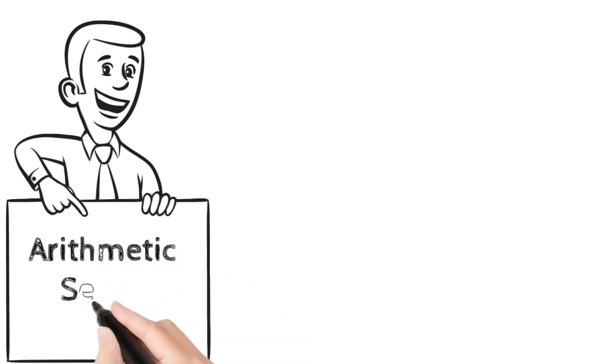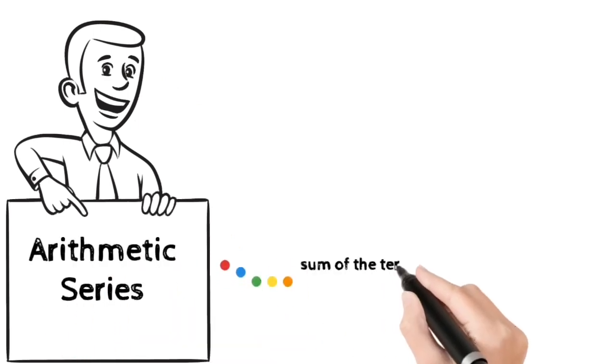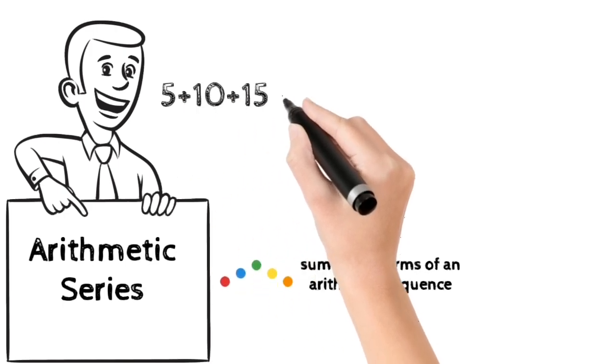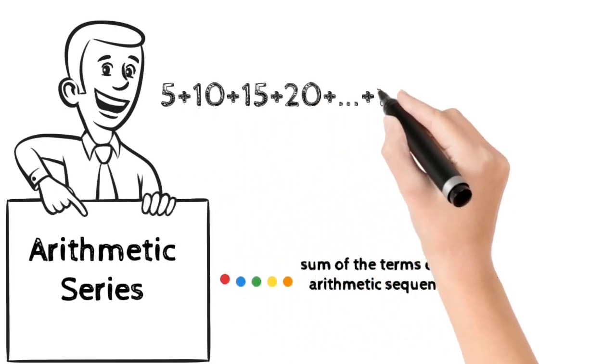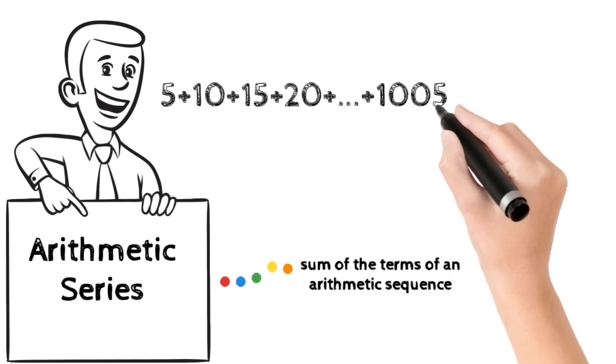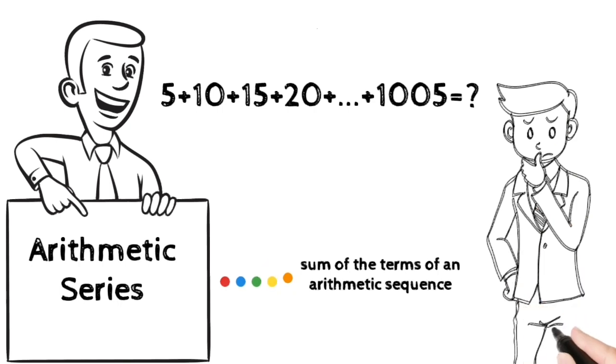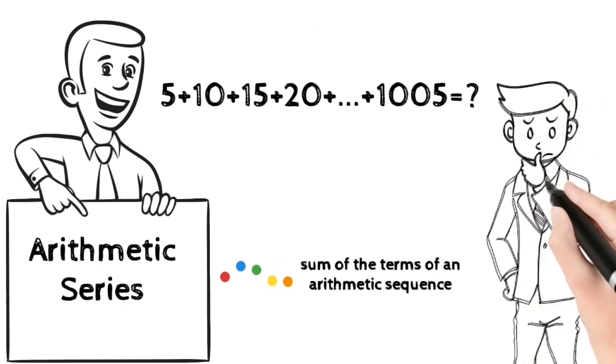The sum of the terms of an arithmetic sequence is called arithmetic series. There are several methods used to find the sum of the terms. It is up to you to choose which method is the easiest for you to use in solving problems involving arithmetic series.